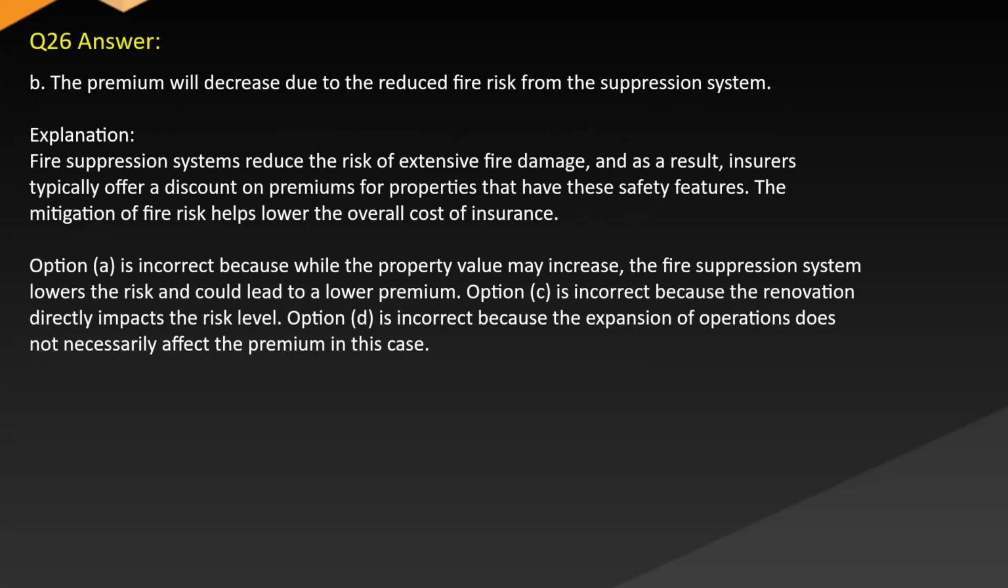Answer. B. The premium will decrease due to the reduced fire risk from the suppression system. Explanation. Fire suppression systems reduce the risk of extensive fire damage, and as a result, insurers typically offer a discount on premiums for properties that have these safety features. The mitigation of fire risk helps lower the overall cost of insurance. Option A is incorrect because while the property value may increase, the fire suppression system lowers the risk and could lead to a lower premium.